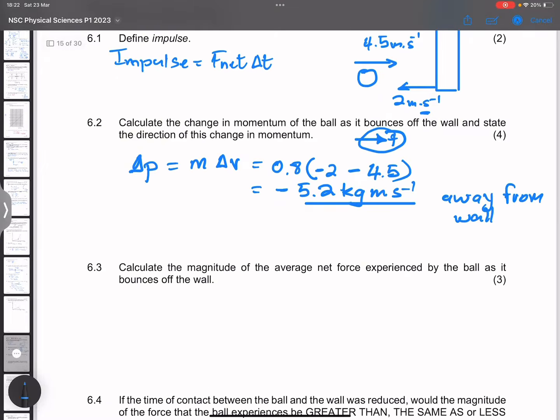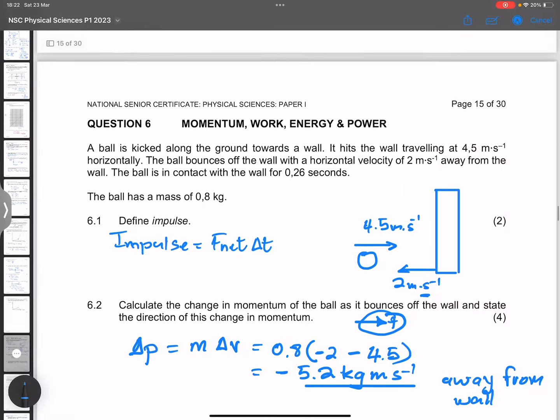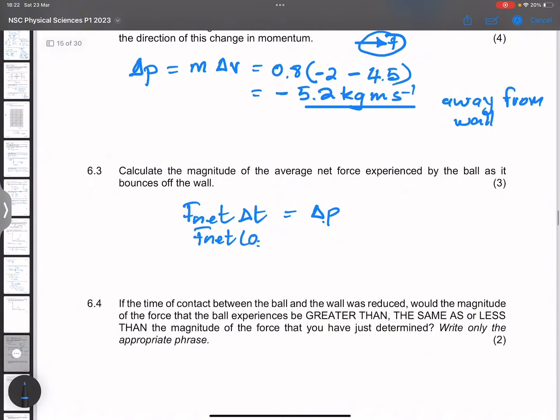So they say to us, calculate the magnitude of the average net force experienced by the ball as it bounces off the wall. Now I want you to note, in this case, F net, this is the impulse momentum equation. It says F net delta t is equal to change in momentum. We just found the change in momentum, didn't we? So we know the time was 0.26, was it? Yes, 0.26. And this is the change in momentum, which is minus 5.2.